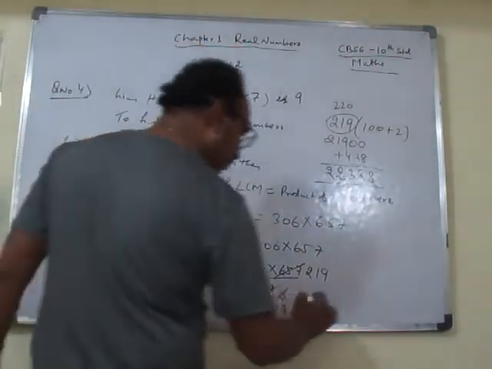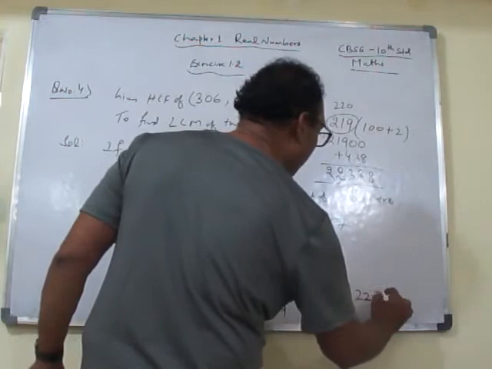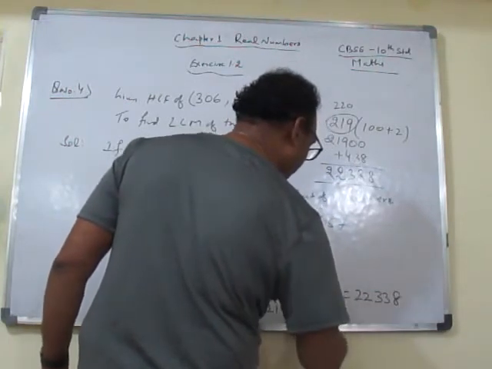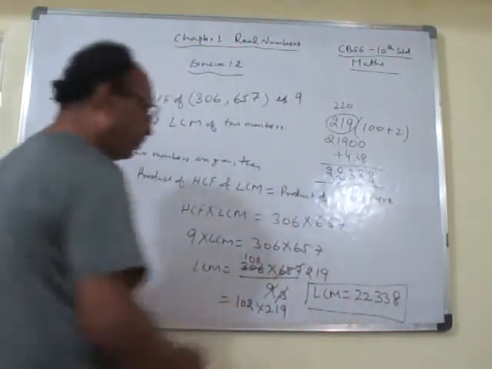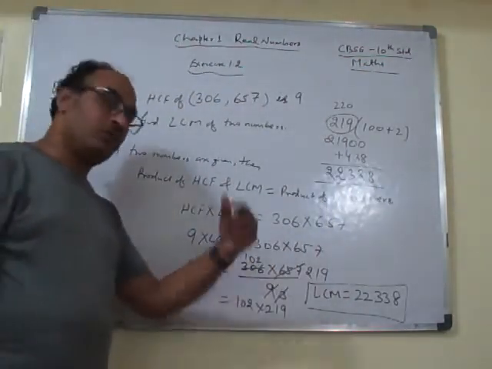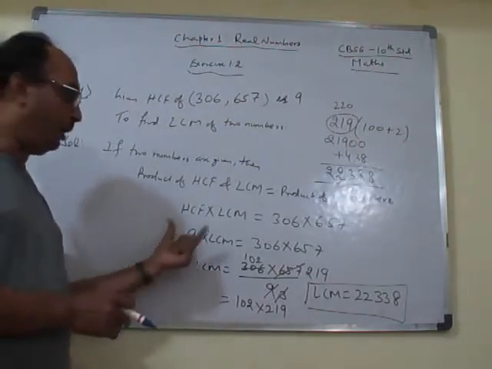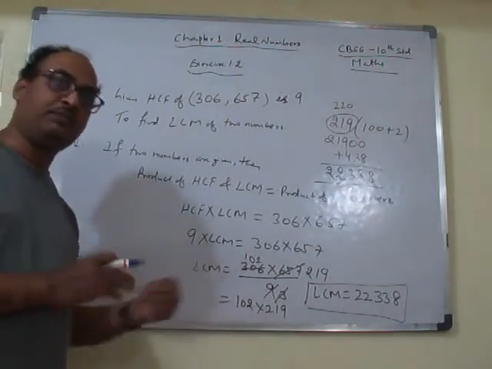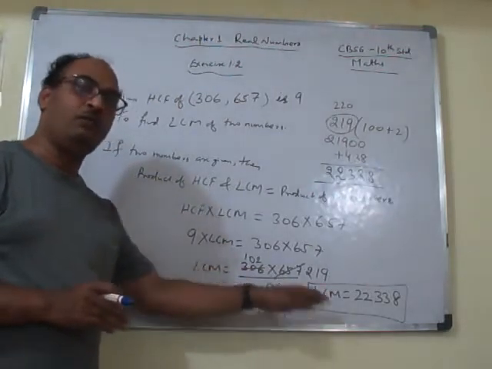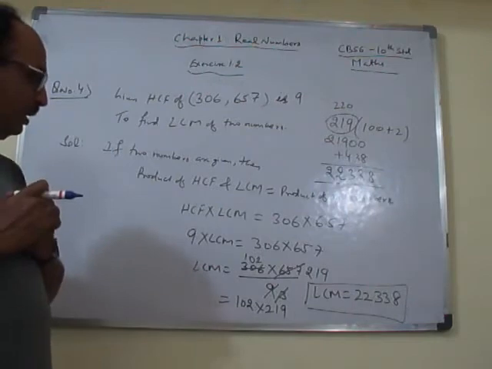So our LCM will become 22338. So by utilizing this particular rule, we found the LCM. If LCM is given, we can find HCF. Okay? Right.